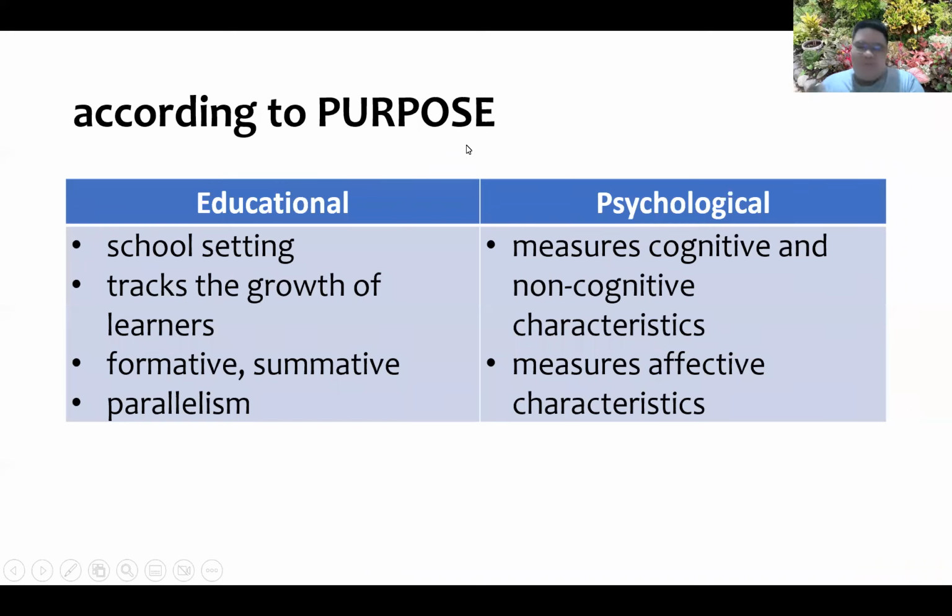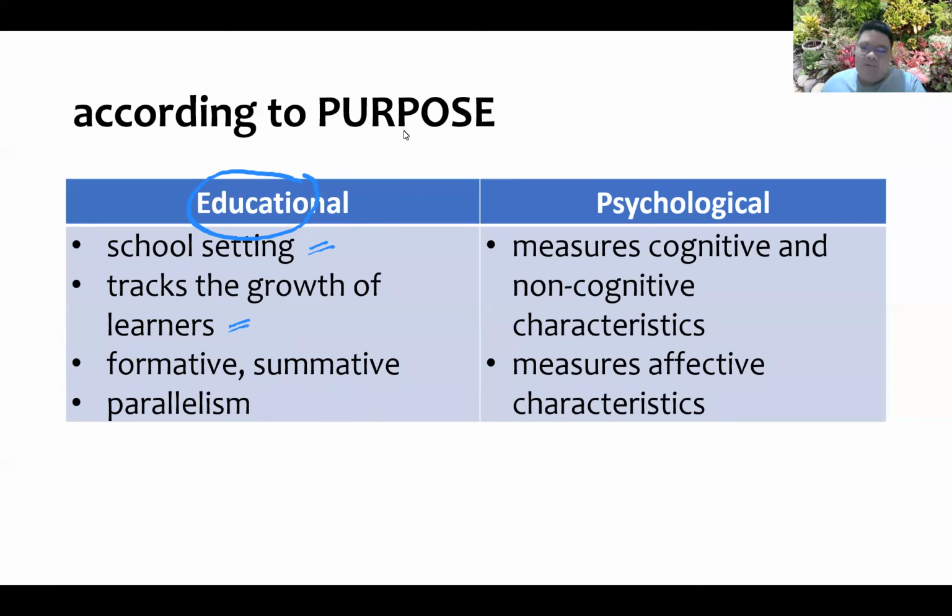So under purpose, your assessment could be either educational, or it could also be psychological. When you talk about educational, one important keyword that you need to remember is education. Educational assessment is being done in the school setting, and it tracks the growth of your learners. And as discussed, your educational assessment could either be formative or summative.